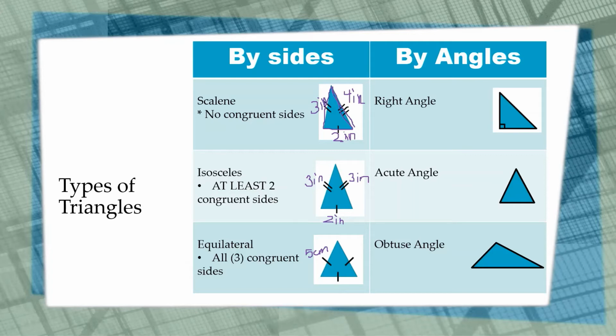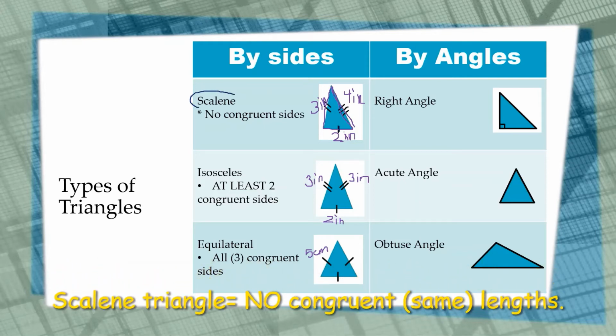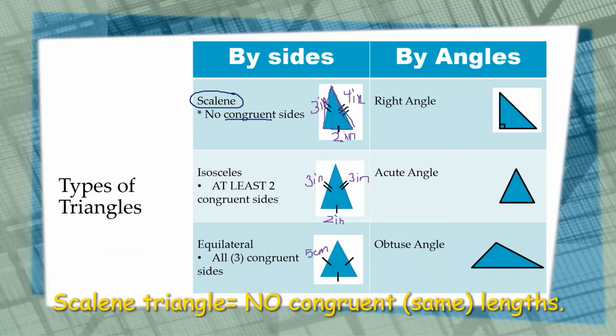These tick marks are these black lines right here that you see. Notice I have 1 line here, I have 2 lines on the other side, and 3 lines on the other side. That tells me that none of those sides are the same. And when there are no same sides or no congruent sides, we call that triangle scalene. Again, we go back to that vocabulary. Congruent means the same lengths.